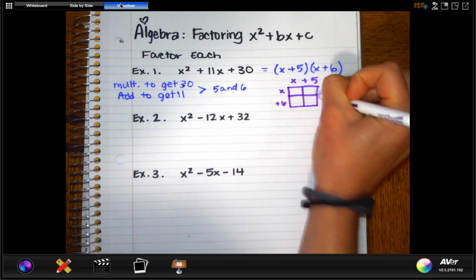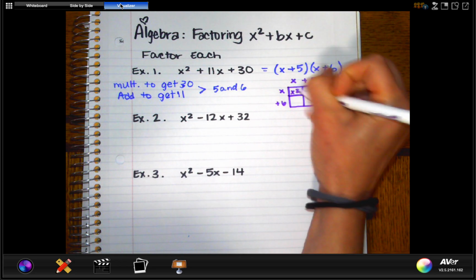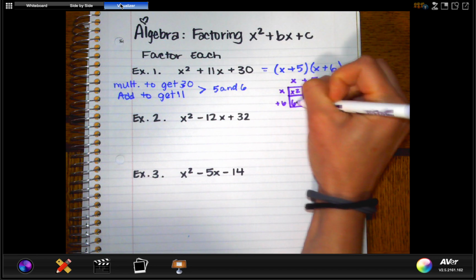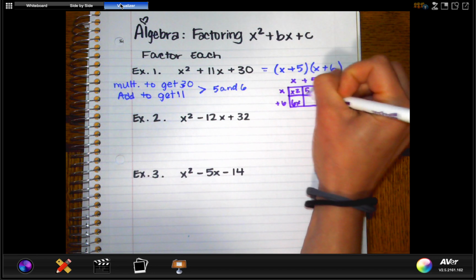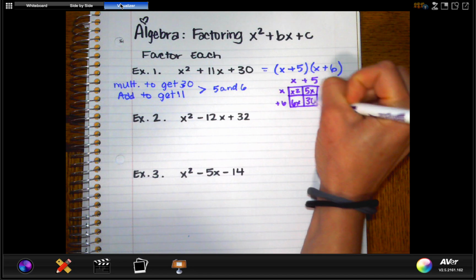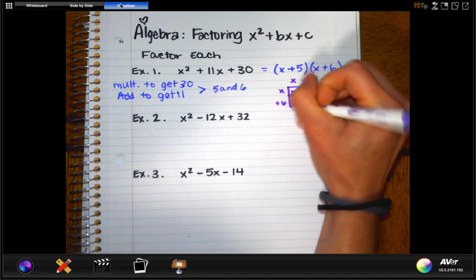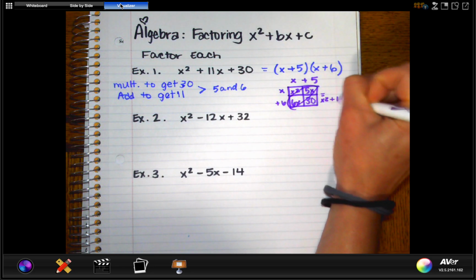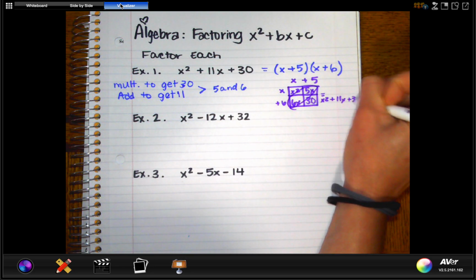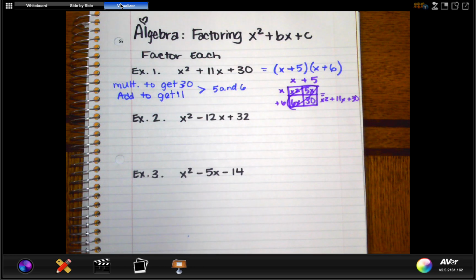If you do that, x times x is x squared, 6 times x is 6x, x times 5 is 5x, and 5 times 6 is 30. If you write that back out, you get x squared, combine these two, plus 11x, plus 30. And that's what you started with. Woohoo! Okay, let's practice again.